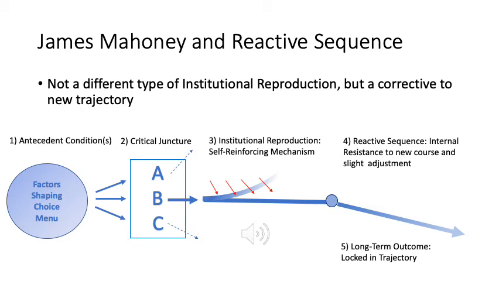But then there's internal resistance to the new course. There's a slight back and forth. There's an adjustment, a slight adjustment or conflict that will slightly change the trajectory and then make it go in the direction of the long-term outcome, the trajectory that it is locked in. So this is how Mahoney talks about a reactive sequence. It's something that follows the self-reinforcing mechanism. It's not an alternative to the self-reinforcing mechanism.